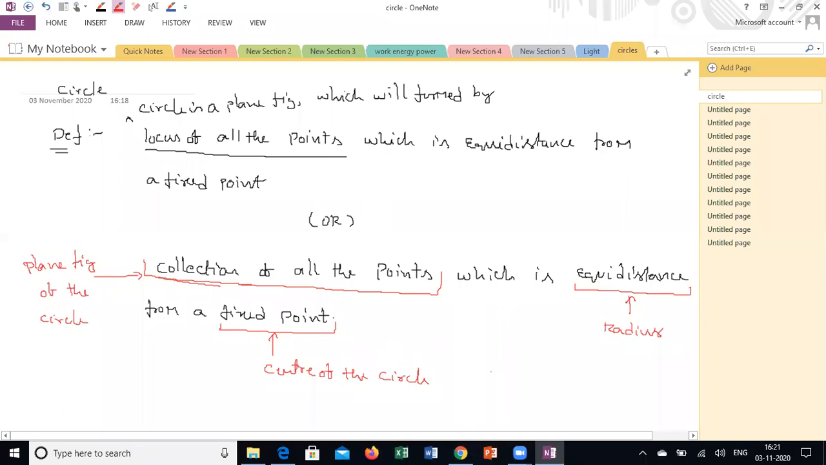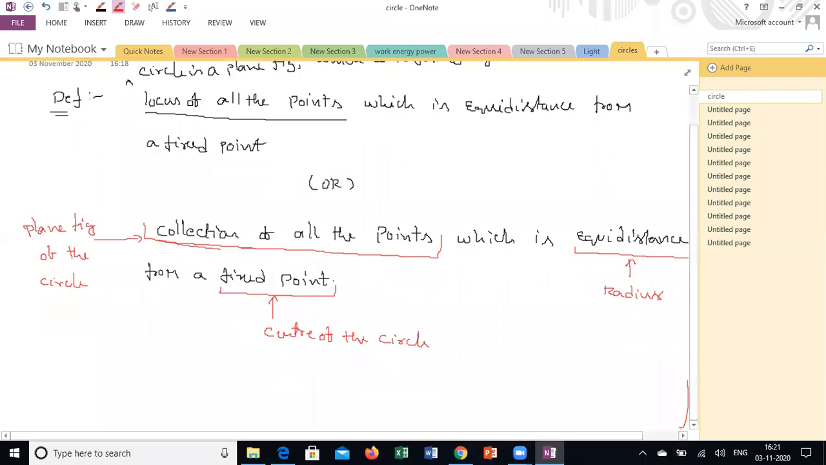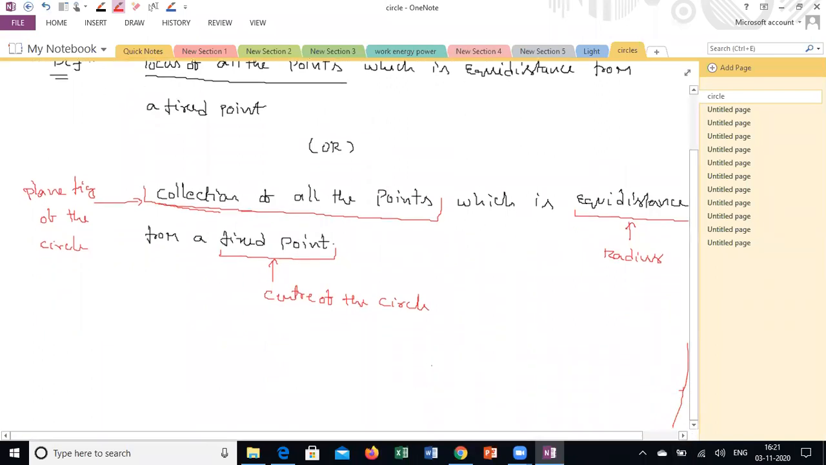There are some activities we can do. I think we've done all these activities in lower grades. Just take a small thread and fix it at one point. This is a 5 centimeter thread, and just mark all the points which are equidistant. Just rotate this thread about this one, so you will get a diagram like this. This diagram is called a circle.